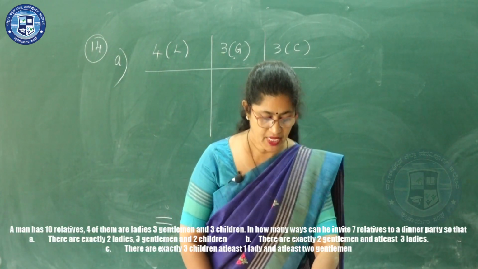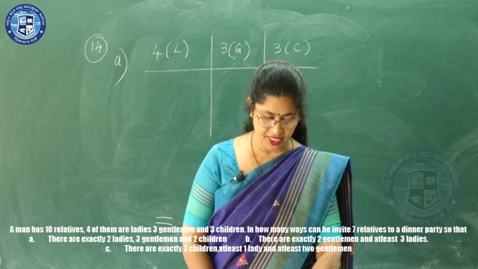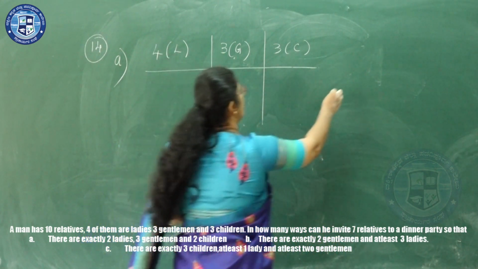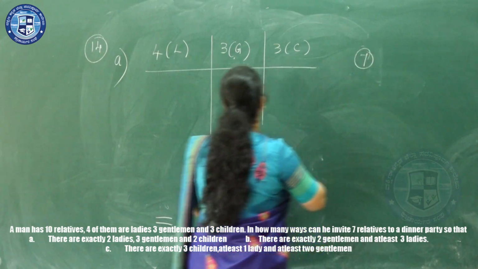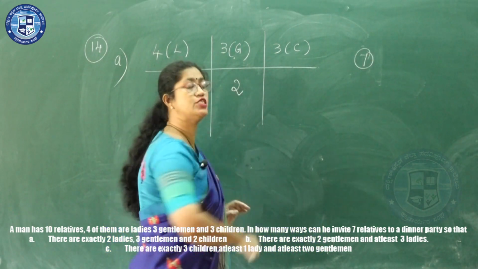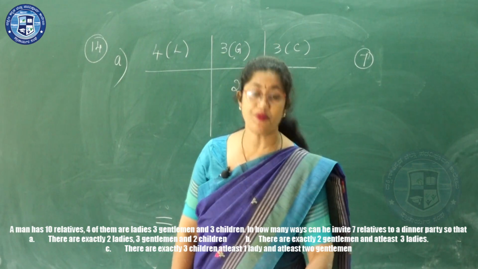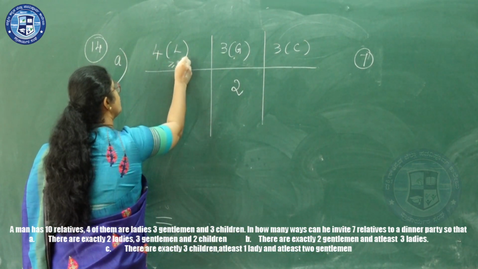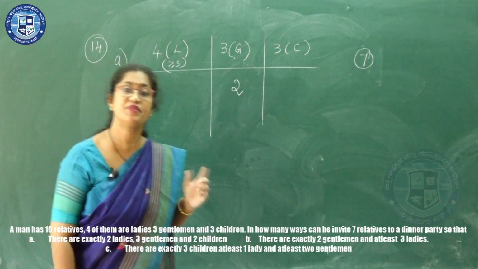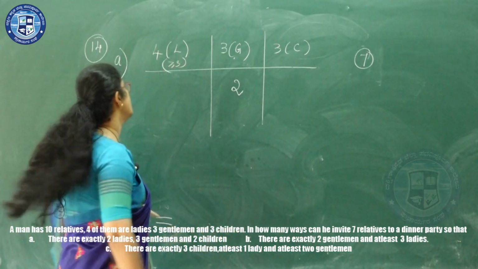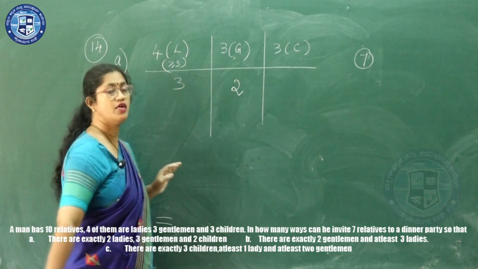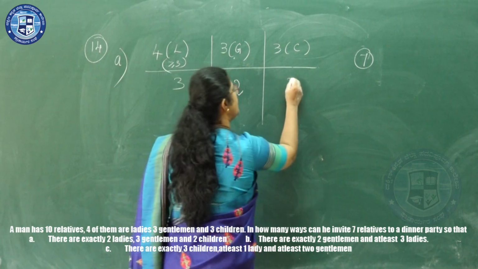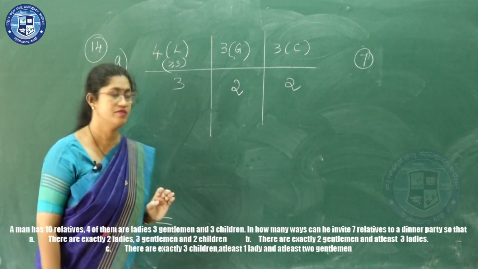Option B, there are exactly 2 gentlemen and at least 3 ladies. Totally I have to choose 7 and there is exactly 2 gentlemen and there should be at least 3 ladies. At least 3 means greater than or equal to 3. That means it can be 3 or it can be 4. Now if this is 3, totally I have to choose 7, 3 plus 2, 5. So the remaining 2 should come from here.